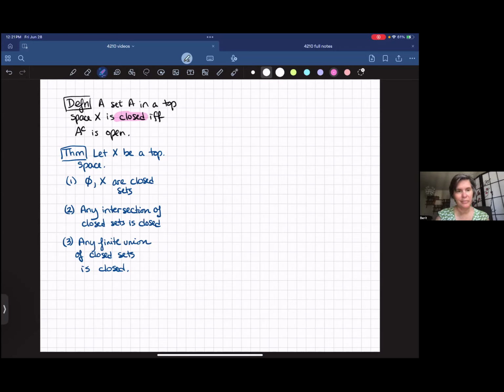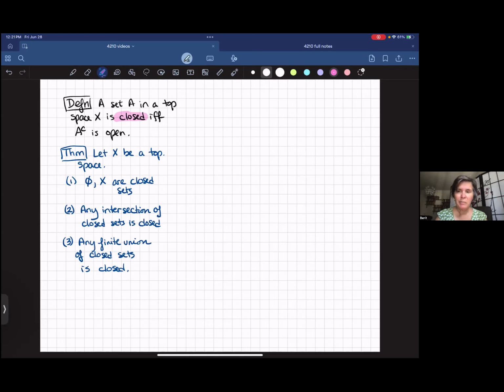So this is the theorem. Let X be a topological space. First of all, the empty set and X have to be closed sets. Secondly, if you have a whole bunch of closed sets, it could be a finite number of closed sets, an infinite number of closed sets, a bunch of closed sets indexed by anything, any intersection of closed sets has to be closed. And then if you have a finite union of closed sets, that also has to be closed.